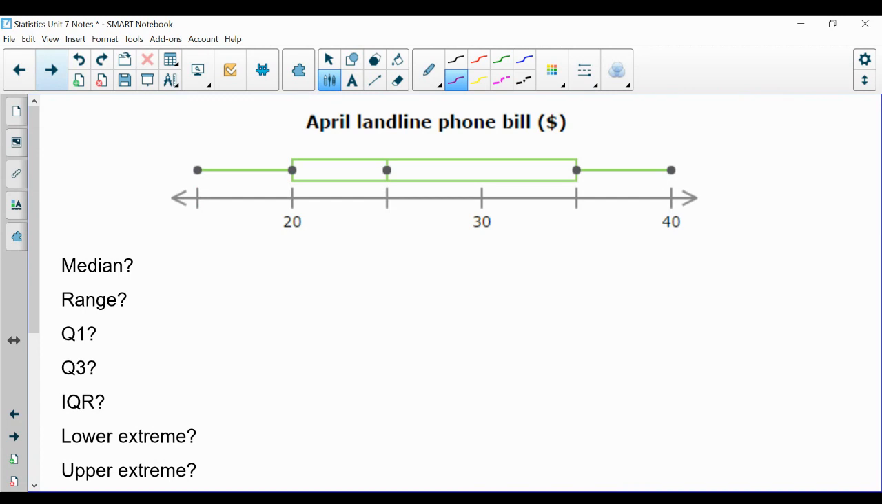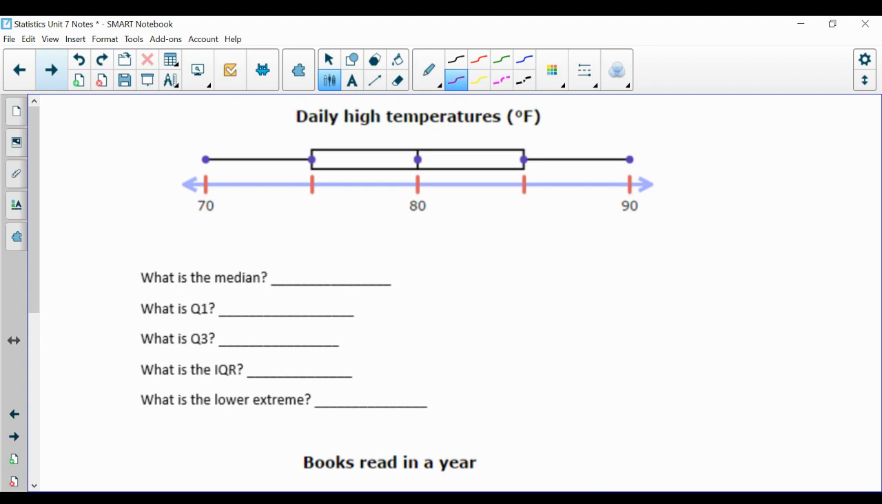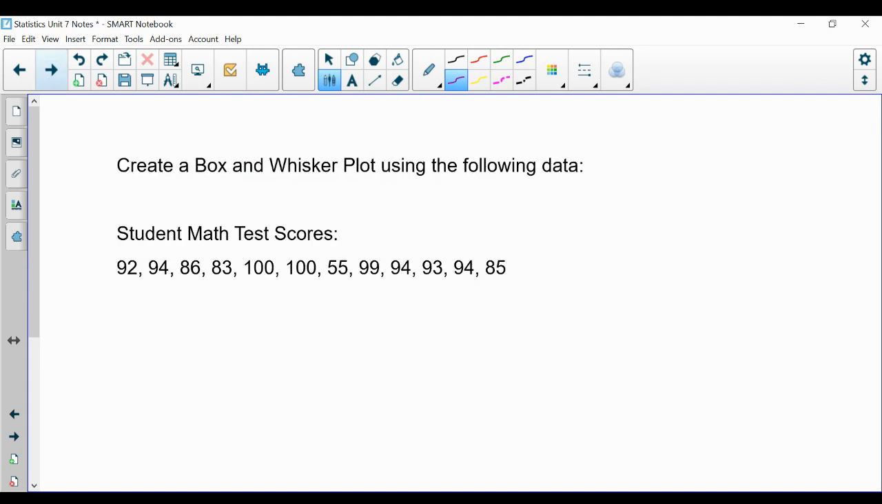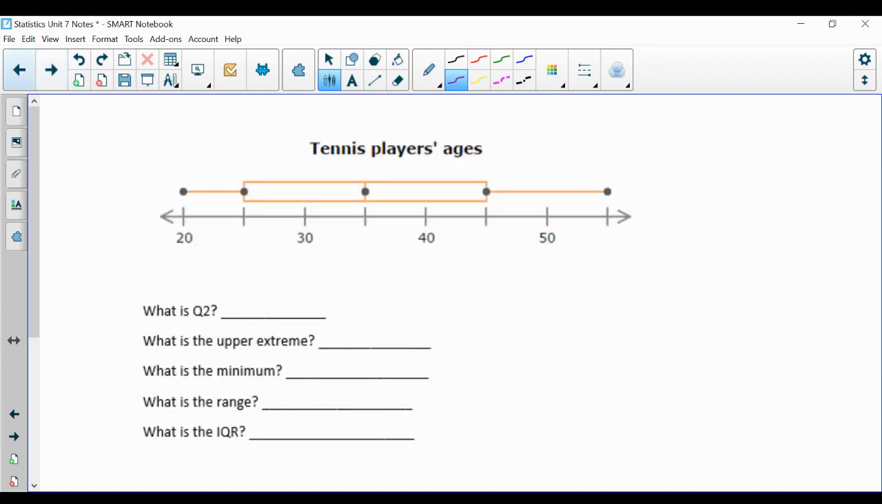All right. So the rest of the pages are for you to do. This is another interpreting, more interpreting, and then the last one you're going to create your own box and whisker plot again. Okay. So the rest of that is expected for you to complete on your own.